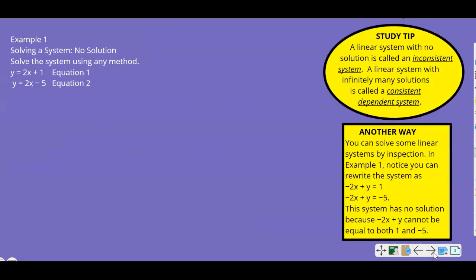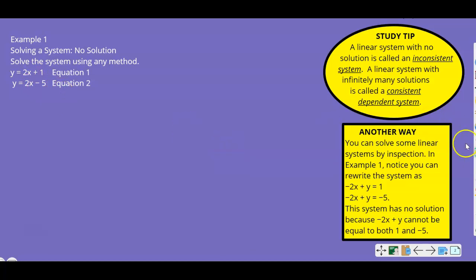Example 1, solving a system with no solution. Solve the system using any method. If we look at these two equations, we can quickly see that they have the same slope and different y-intercepts, so you should know that these are going to be parallel lines. They're never going to cross, so there's going to be no solution.